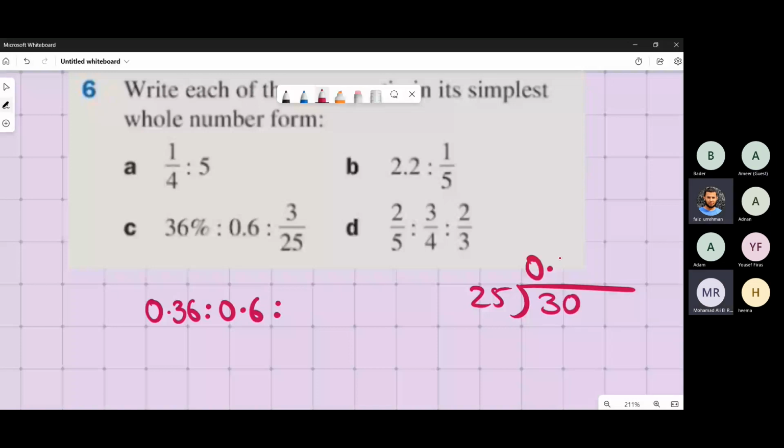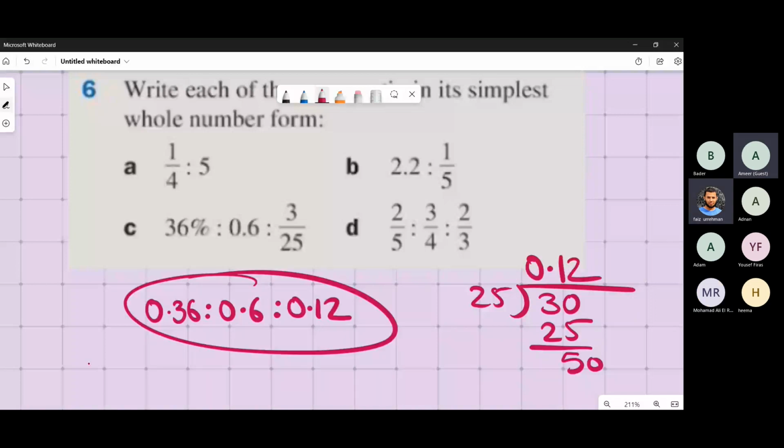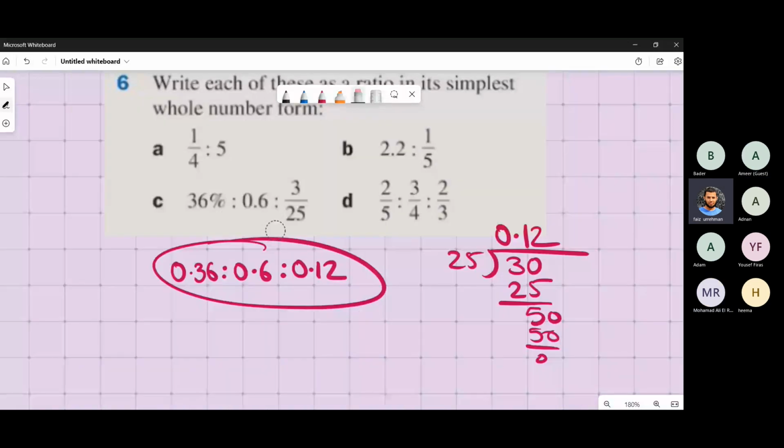And then 50 times 2. So this is 0.12. Now from zero here you can do it. What is the minimum number that we need to multiply all by? 100. I just converted everything to decimal to make everything similar.